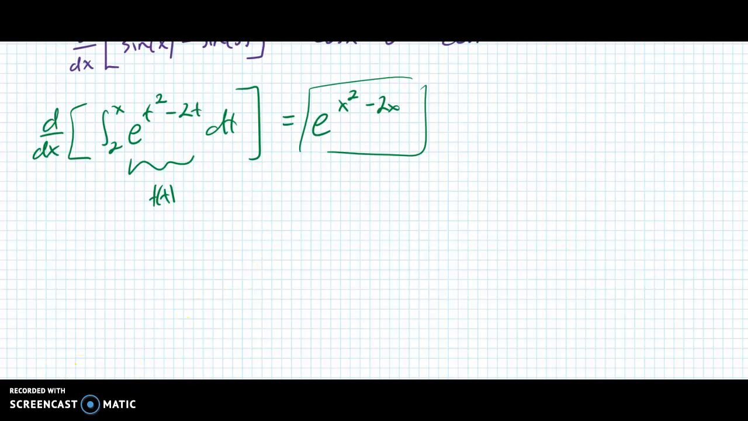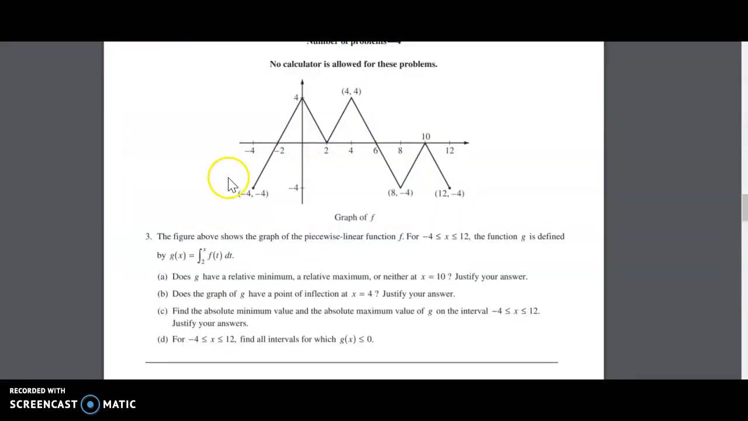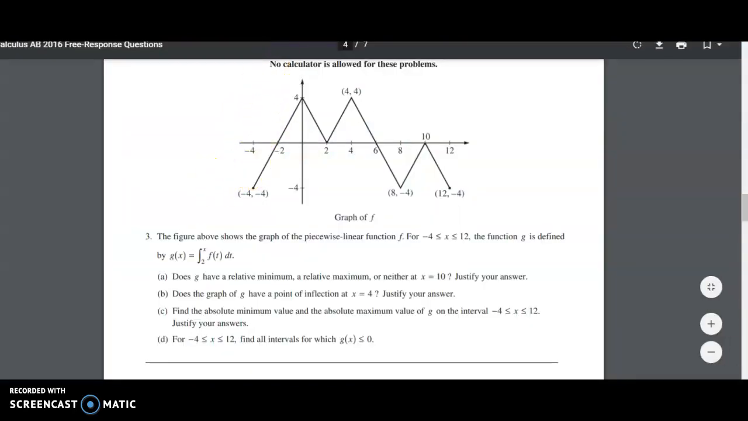We are going to quickly take a look at a FRQ and see how the second FTC plays a role there. So I'm going to pop it over. This is the 2016 AB FRQ number 3 from the College Board website. But look, g of x is the integral from 2 to x of f of t dt. So the first step is to find g prime. Well, what do we get when we do g prime? We get f prime of x. So hopefully this step right here, the first step of taking the derivative of this, makes sense to you.